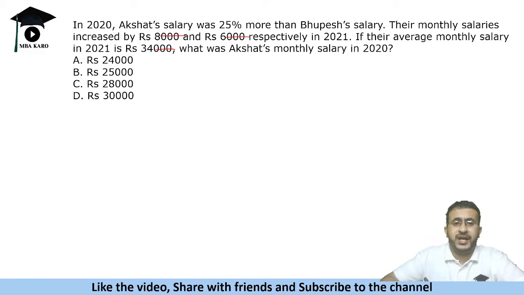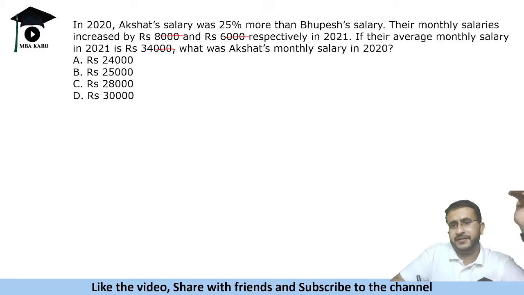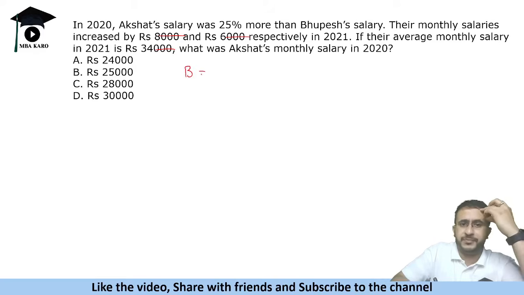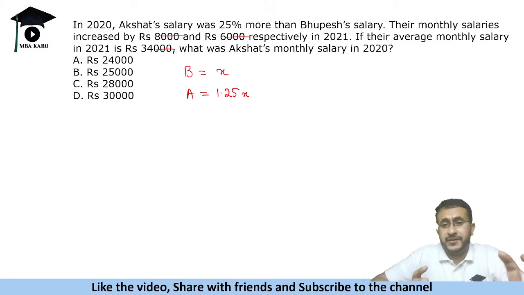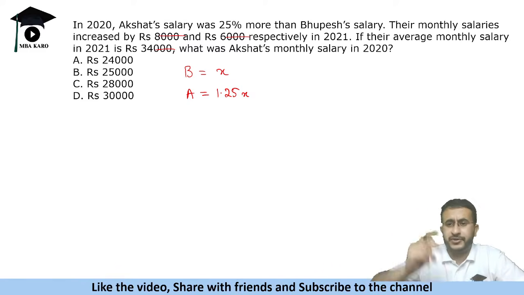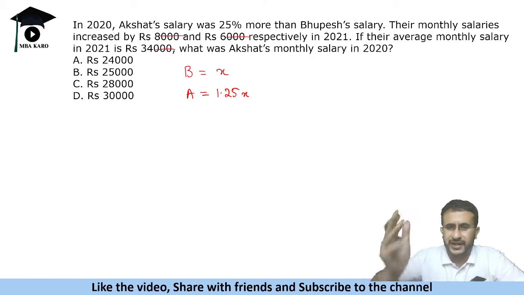Second thing is how a normal person does it. We say Akshat's salary is 25% more than Bhupesh's salary. So people take Bhupesh's salary as x and Akshat's salary as 1.25x. In my past videos also I've told you to ignore decimals and fractions as much as possible. Now when it says x and 1.25x, because we are taught that every unknown is taken as x or n, whatever you take, we take that with a coefficient 1.